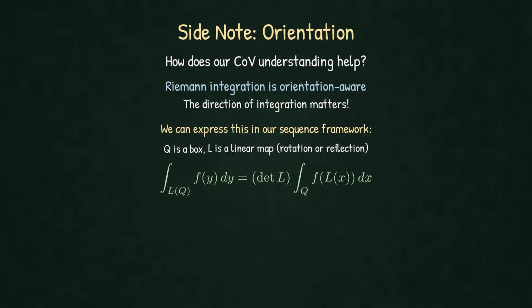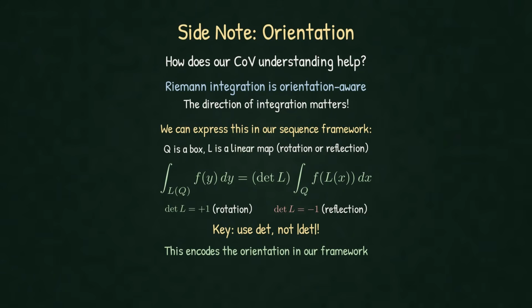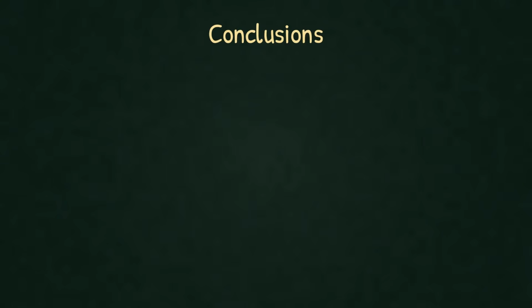Q is a box, and L is a linear map that encodes the orientation, either rotation or reflection. When we apply a linear map L to our box Q, the integral over L of Q of f equals the determinant of L times the integral over Q of f composed with L. The determinant of L equals +1 for rotation and -1 for reflection. The key insight: by using the signed determinant instead of the absolute value, we can make our sequence-based framework orientation aware.